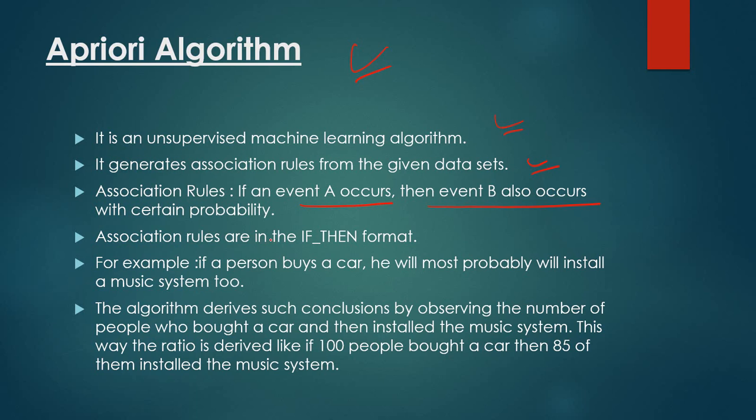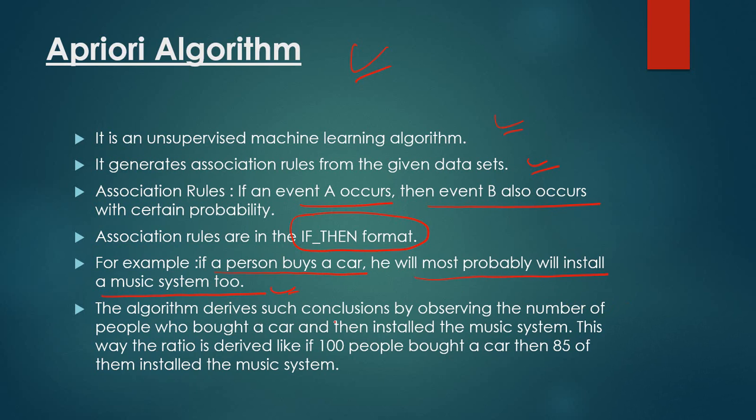You associate events A and B in a certain way, and you find a pattern, and that's known as association. You do that with an if-then format. For example, if a person buys a car, he will most probably install a music system too. Buying a car and installing a music system are two associated events.